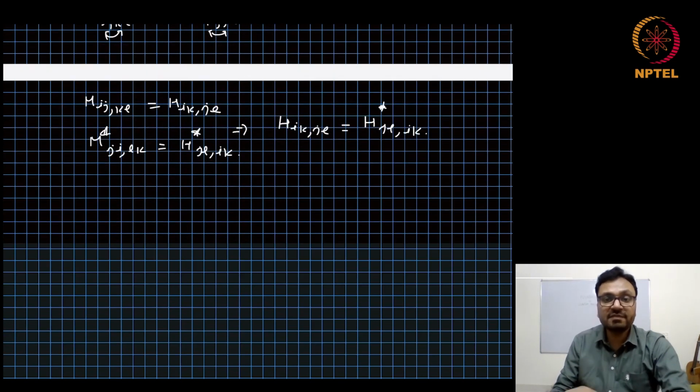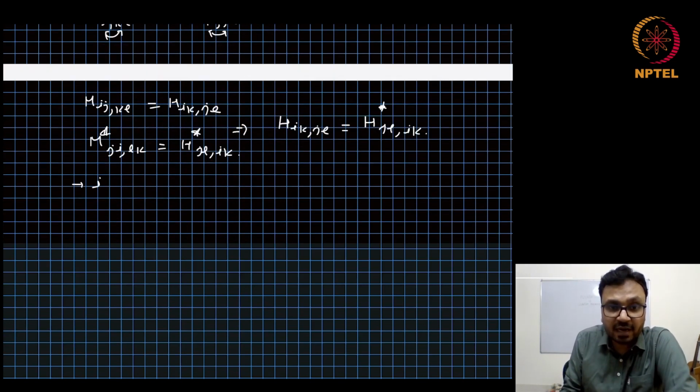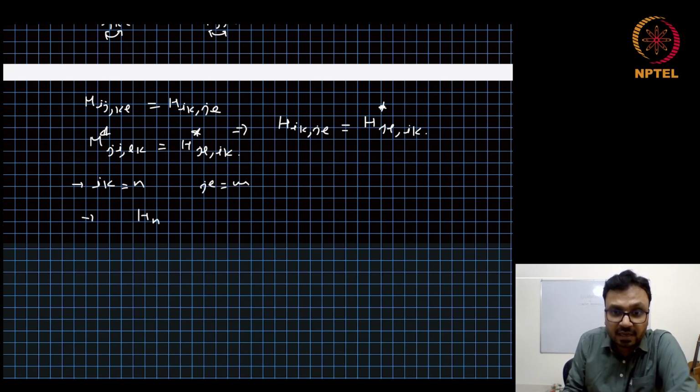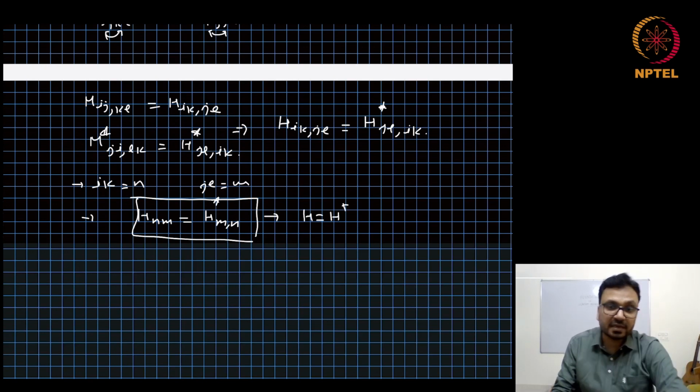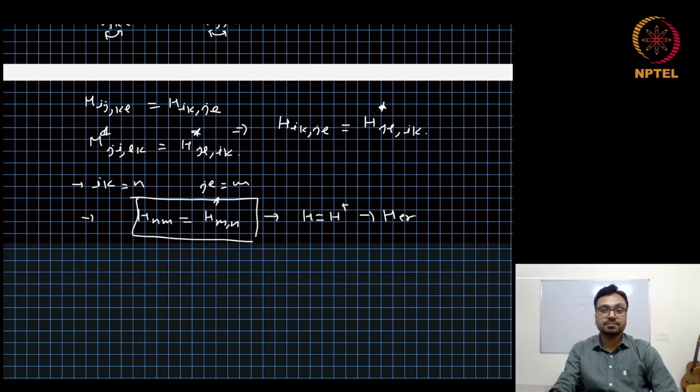Now, how is it a simplification? If we identify IK with N and JL with M, then the condition reads H_NM equals H star_MN. So in other words, H is equal to H dagger. So H itself is Hermitian.